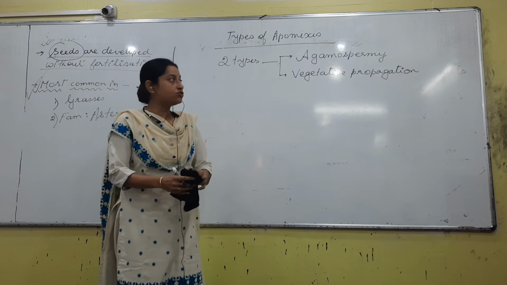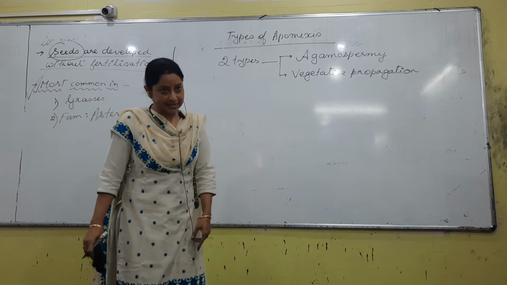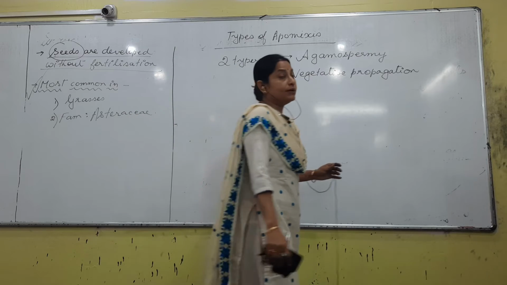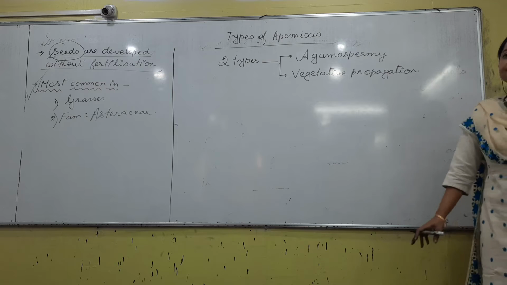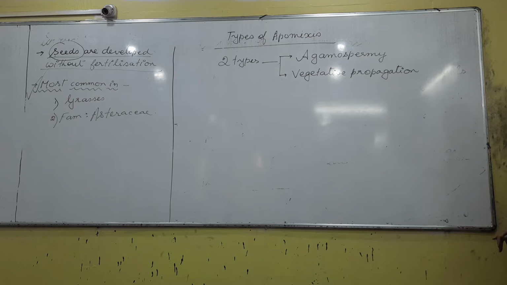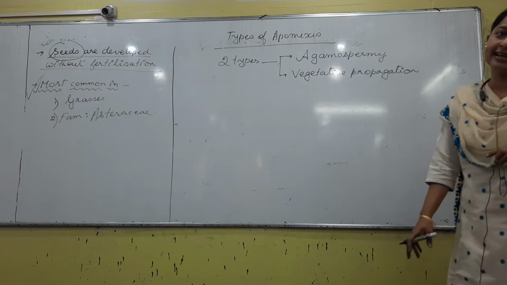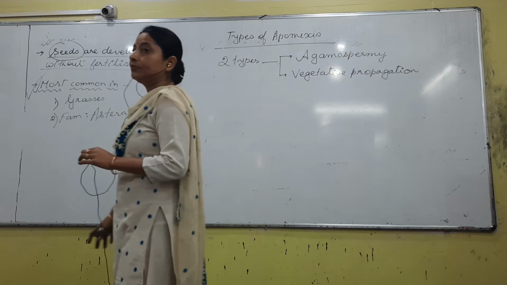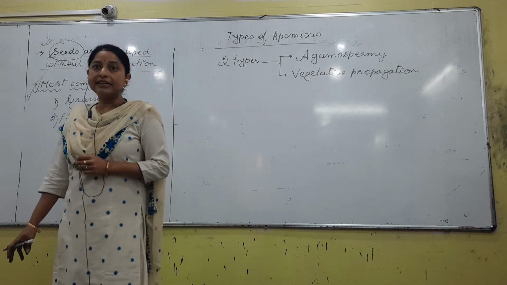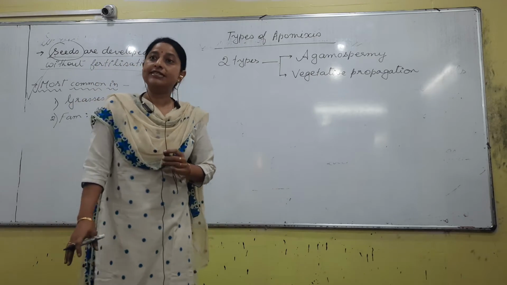Types of apomixis: two types, agamospermy and vegetative propagation. Generally, if you talk about types of apomixis, not only in angiosperms, it is broadly divided into agamospermy and vegetative propagation. Out of these two, vegetative propagation is something that we have already discussed, right? What do we understand by the word vegetative propagation? Vegetative parts of a plant giving rise to a new plant is called vegetative propagation.